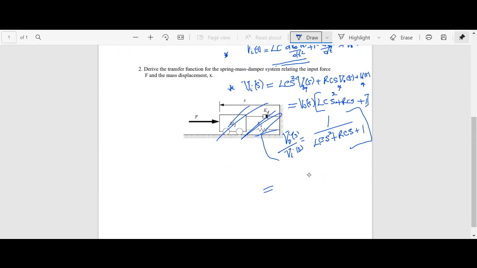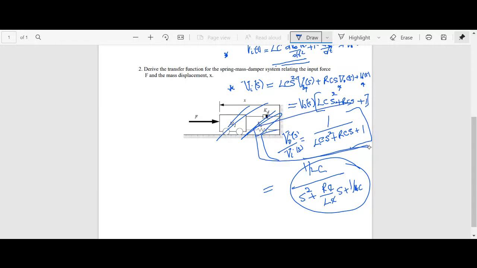So if you want to get the S squared term to be 1, you have to divide numerator and denominator by LC. So that'll be 1 over LC, over S squared plus RC over LC S plus 1 over LC. Does this look like what you have? Yes, sir. Okay, so that's one way to write it. Nothing is wrong with what you have here. This is quite fine. This is what you'd probably find in most cases. But the point I'm making here is that they're equivalent.